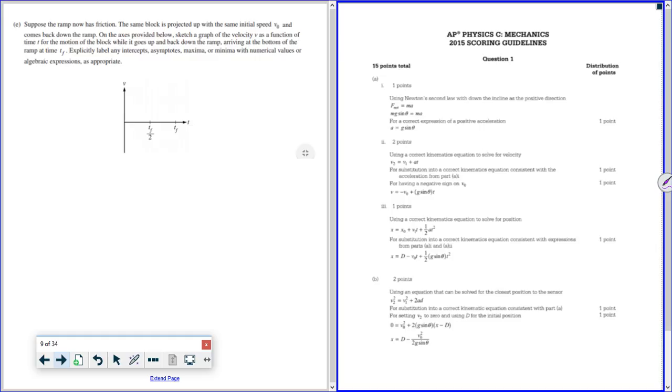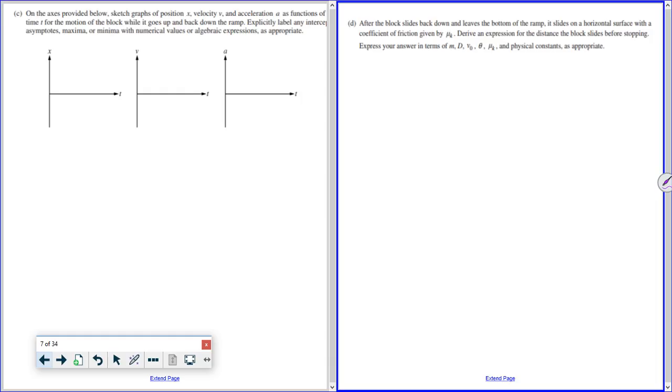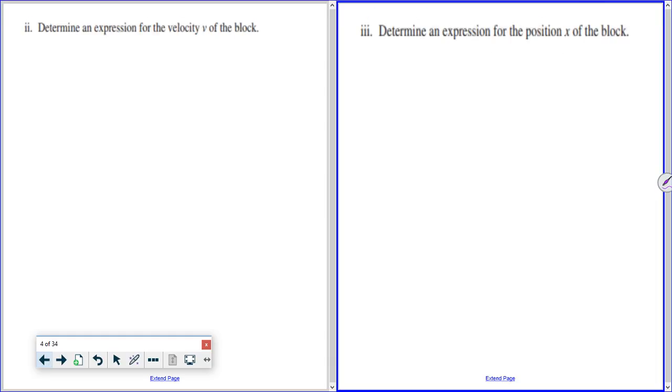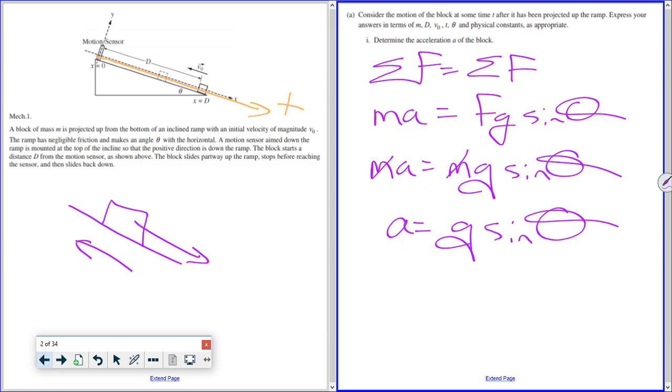So, say we decided to set the direction to the right negative and label that clearly, because D is just a constant that we set, a variable, so that can be negative. No, we just said it was a distance. A motion sensor aimed down the ramp is mounted at the top of the incline, so the positive direction is down the ramp. I didn't read it carefully. Yeah, he really sucks.